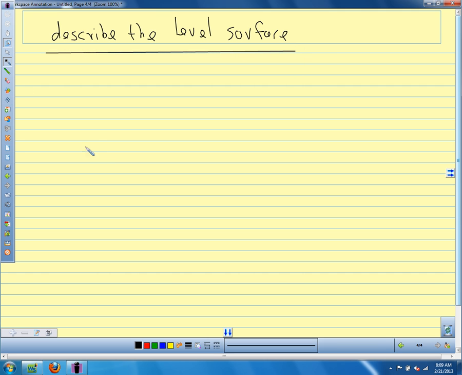So we have f of x, y, z equals 3x minus 5y plus 3z minus 15. So what would this surface be?